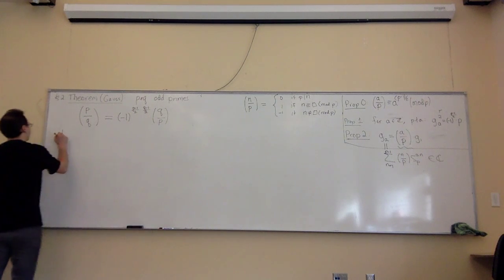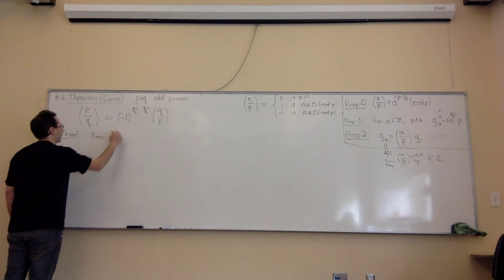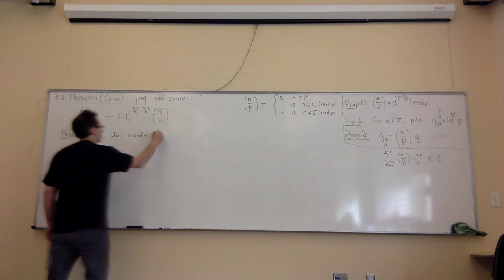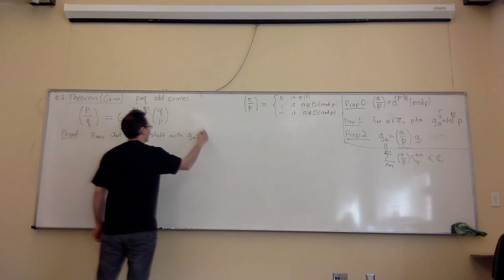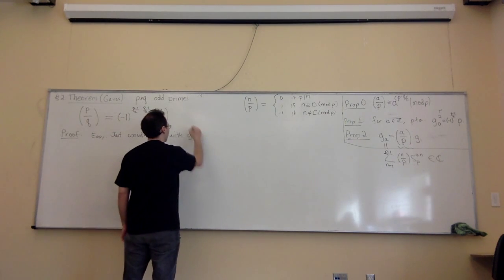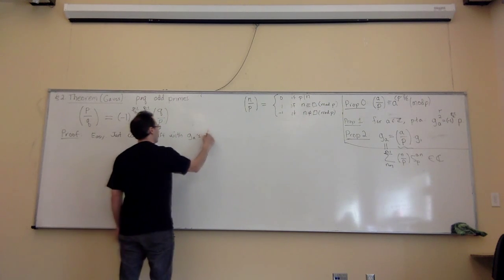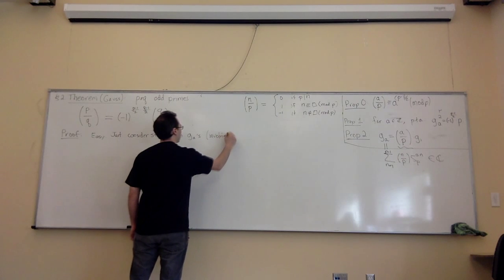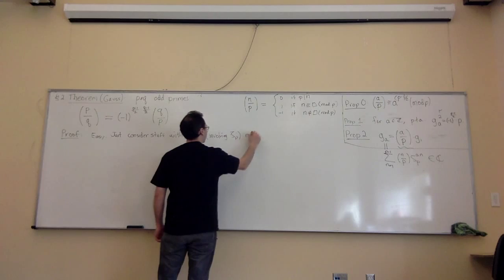So if you're really obnoxious, you might say proof, easy, just consider stuff with g sub a's, where it's the Gauss sum associated to p, like over there, so involving pth roots of unity mod q, involving zeta p mod q.